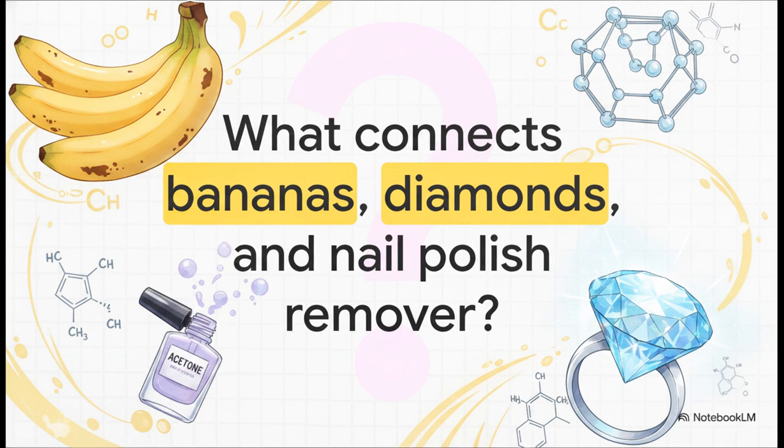Think about this for a quick second. What could a ripening banana sitting on your kitchen counter, a flawless diamond ring, and a bottle of nail polish remover possibly have in common? On the surface, absolutely nothing. But if we zoom all the way into the microscopic level, they are intimately connected by the brilliant underlying rules of chemistry. Understanding these rules basically unlocks the hidden mechanics of our everyday lives.